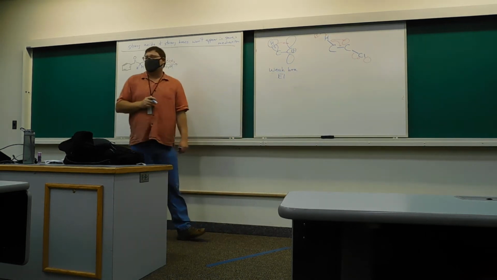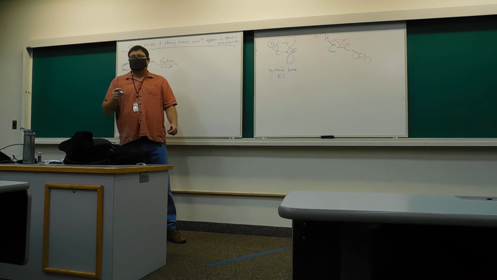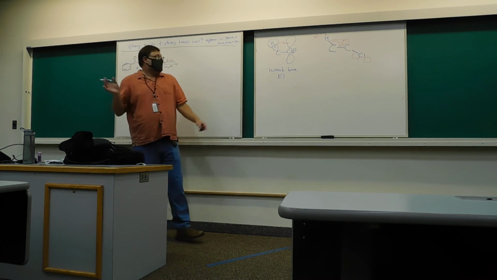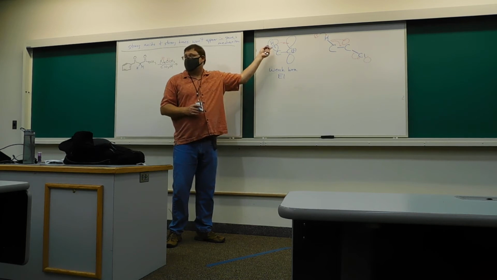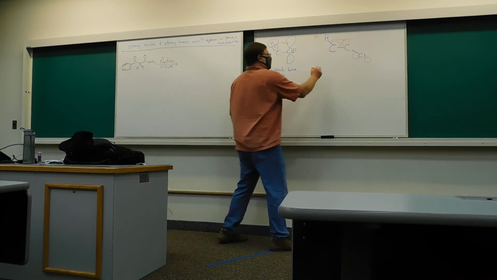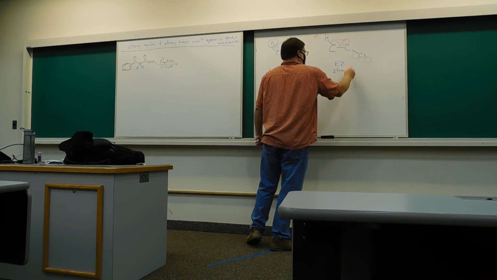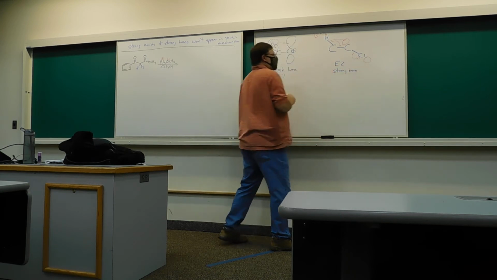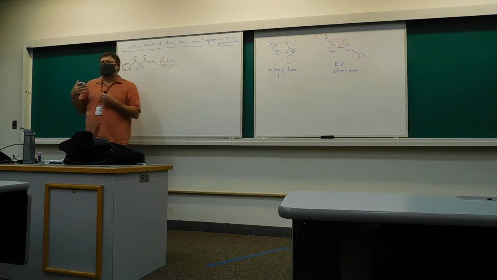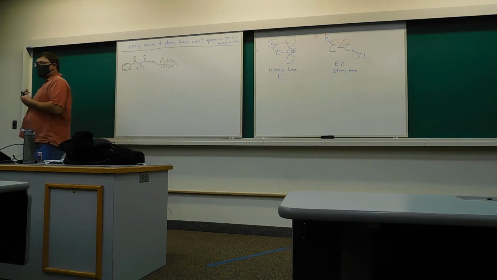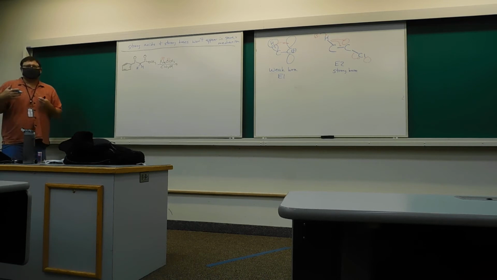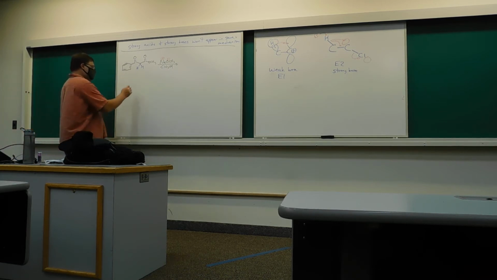And so in E1, we can use a weak base, water, ethanol, whatever. This carbocation makes that H so acidic, water can pull it off. Over here, in E2, we need a strong base, because that chloride's electron withdrawing, it's pulling electrons toward it, but not nearly as strongly as a carbon that doesn't have a full octet. Okay?